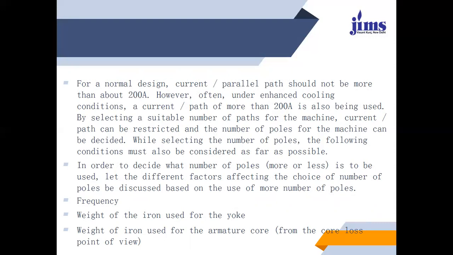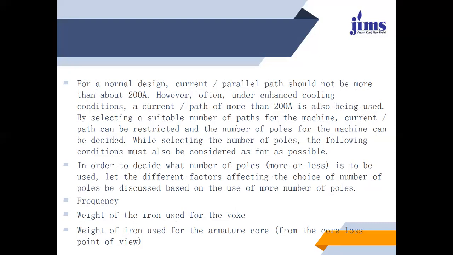By selecting a suitable number of paths for the machine, current per path can be restricted and the number of poles for the machine can be decided. While selecting the number of poles, the following conditions must also be considered as far as possible. In order to decide whether more or fewer poles are to be used, let the different factors affecting the choice of number of poles be discussed.